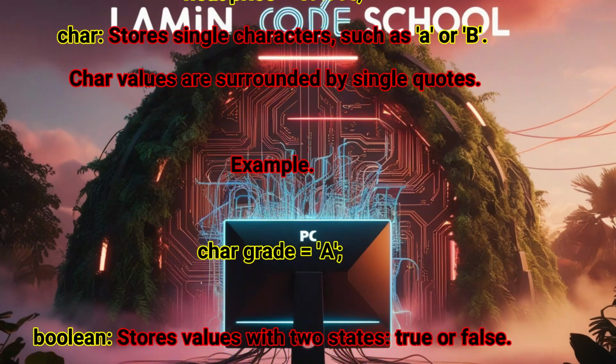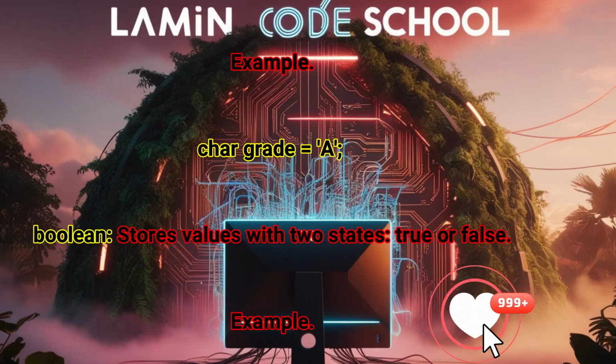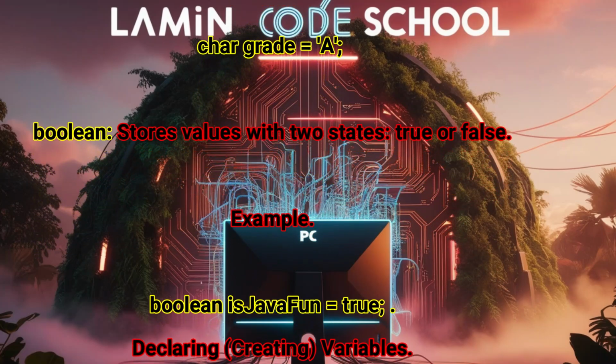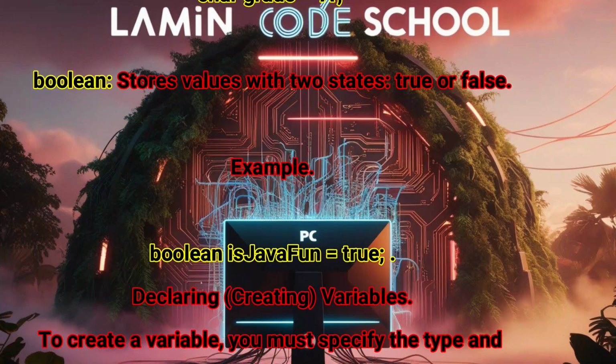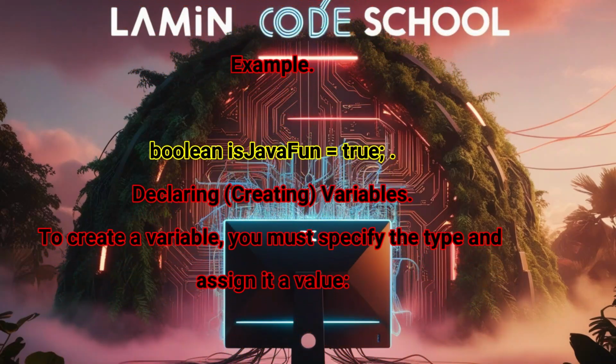char values are surrounded by single quotes. Example: char grade = 'A'. boolean stores values with two states, true or false. Example: boolean isJavaFun = true.